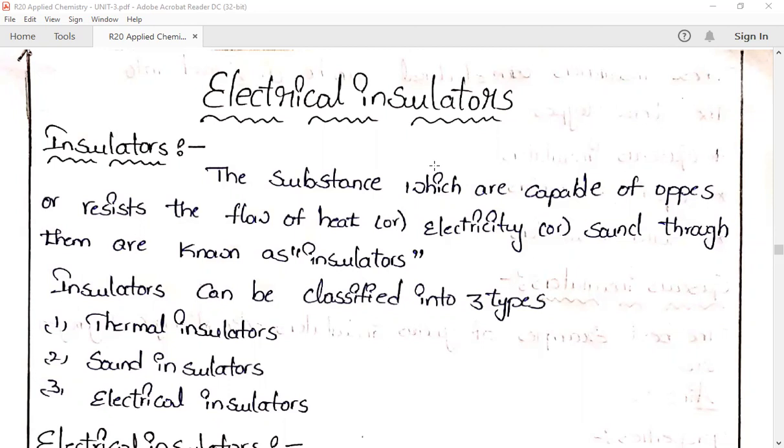What is an insulator? The material which is used to prevent the loss of electricity through certain parts in an electrical system is known as electrical insulating material, or it is also known as dielectrics.